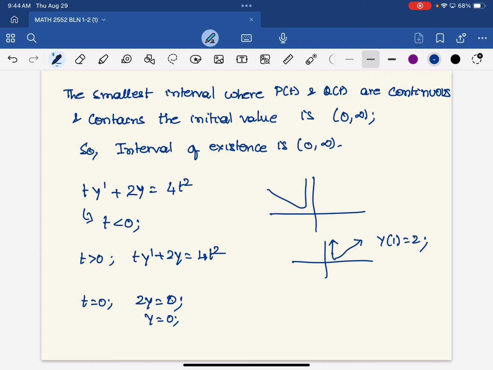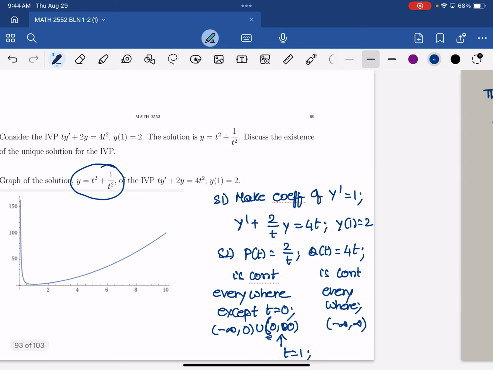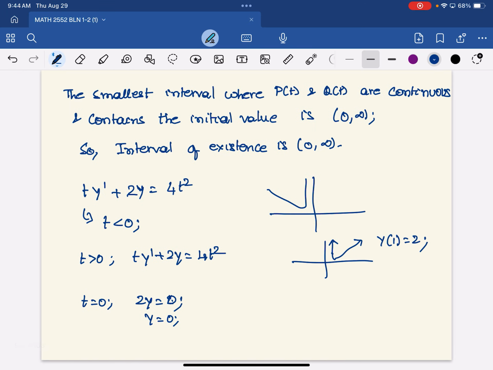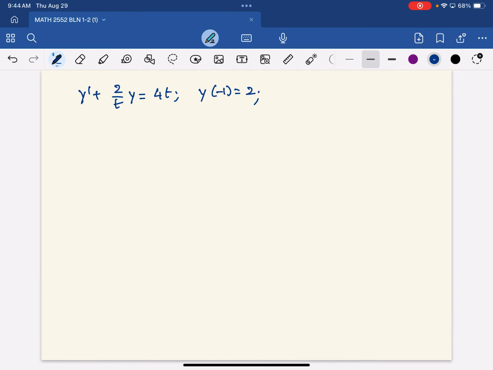Now I don't remember which class, this class or the previous class, but I had a question: y prime plus 2 over t times y equals 4t, and what happens if my initial value was y of negative 1 equals 2? I don't know who it was, but that was from that section somewhere. The solution turned out to be t squared plus 1 over t squared still. Are you with me on that?